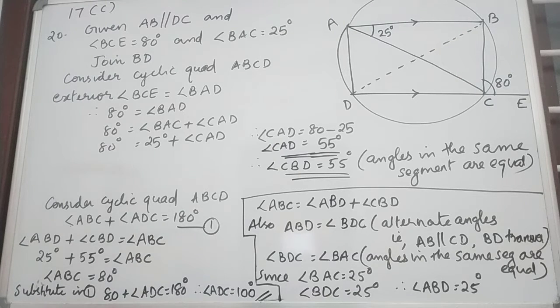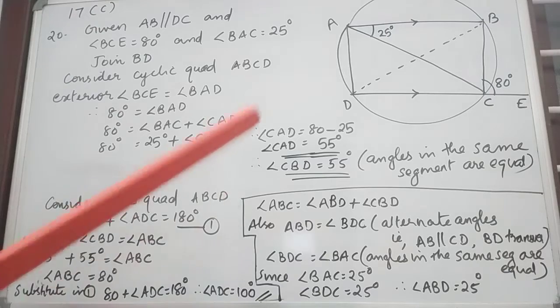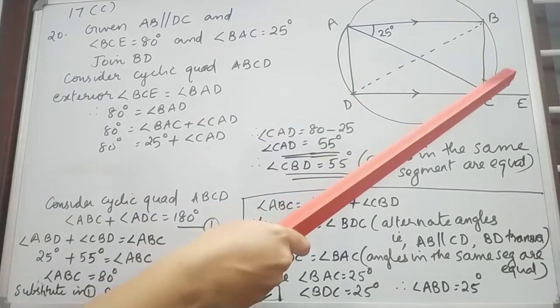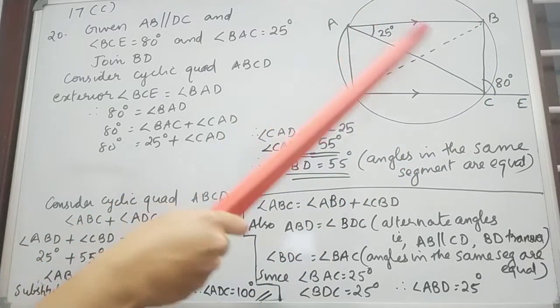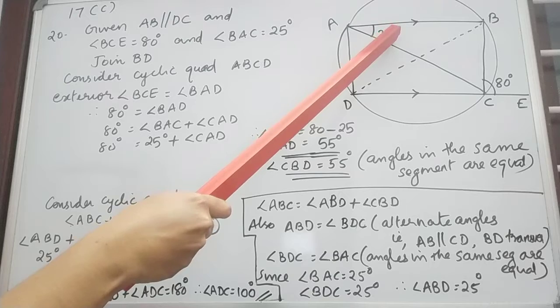In the given figure, AB is parallel to DC, angle BCE is equal to 80 degrees and angle BAC is equal to 25 degrees. Find first one CAD, second angle CBD, third angle ADC. Given AB is parallel to CD and BCE is equal to 80 degrees and BAC is equal to 25 degrees.